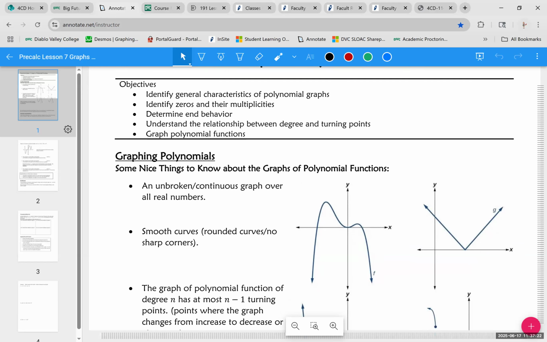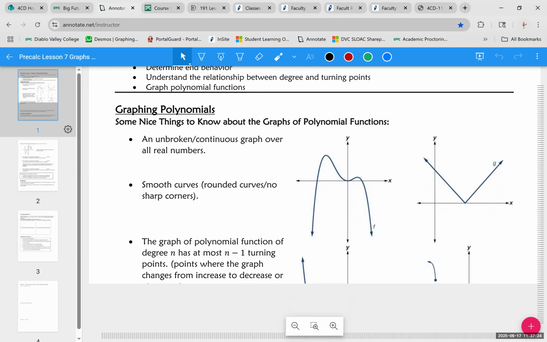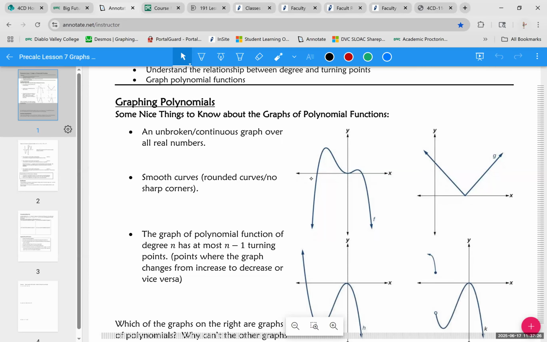And then we'll talk about a couple more pieces of information and do the best we can to graph them. One thing that's really important to realize is that you won't actually be able to graph these 100% accurately until you are in calculus. And so we'll talk about that as we go through these things. Okay, so we're going to start with just some nice things to know about the graphs of polynomial functions.